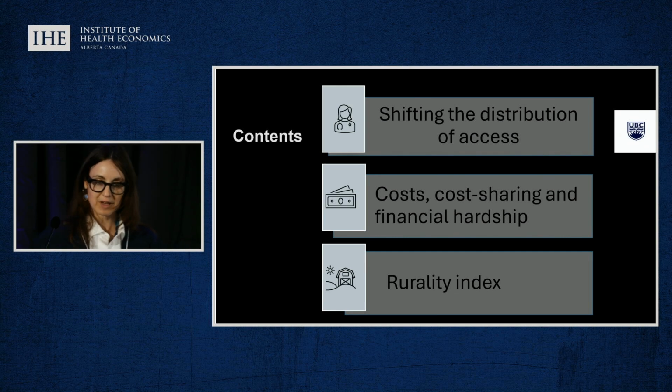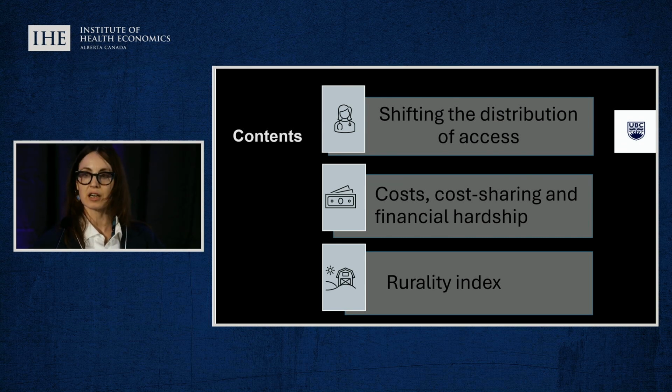I'm going to define my favorite metrics 3 ways, and they really are different buckets of defining equity. The first is equitable access, and I'm going to talk about shifting the distribution of access. That's relatively easy to measure, and I'll show you some measurements that we've done for the RTVS pathways.